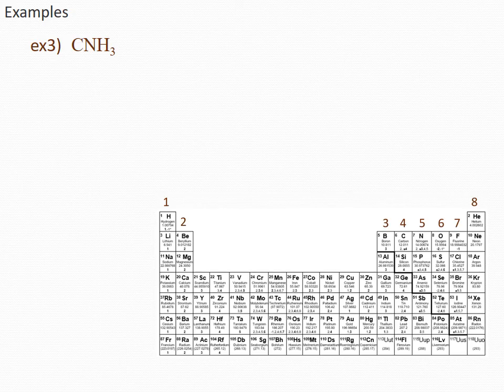Example 3, CNH3. I have carbon, which is in the column that has 4 dots, so it is able to make 4 bonds. I have nitrogen, which is in the column that has 5 dots, so it is able to make 3 bonds. And I also have 3 hydrogens, each has 1 dot, so that means it's able to make 1 bond. I will start by placing the C on the piece of paper, and then I will go with the nitrogen because it is able to make the second most bonds.